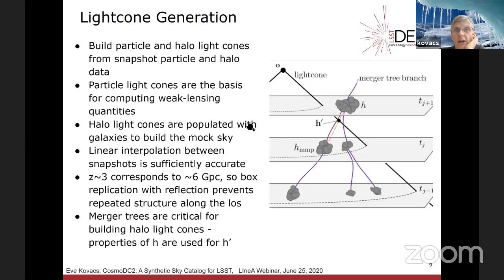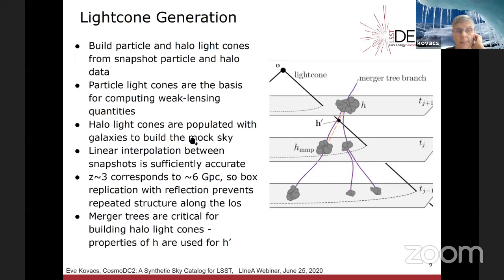So now I've just finished telling you that the simulation proceeds in snapshots, but when we go out and observe, we don't observe snapshots, we observe a light cone. So what we see as observers are the objects that were on our light cone. And so from the snapshots, we build particle and halo light cones. And the particle light cones are actually the basis for computing all of the weak lensing quantities, and I'll be talking about that in a few slides. And the halo light cones that we generate are going to be populated with galaxies, and this is what builds the mock sky.